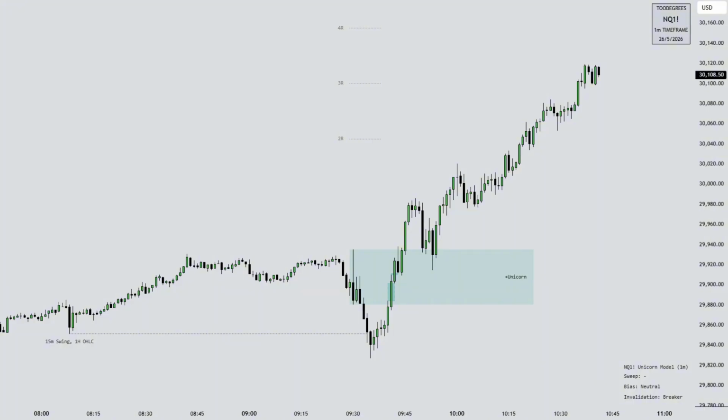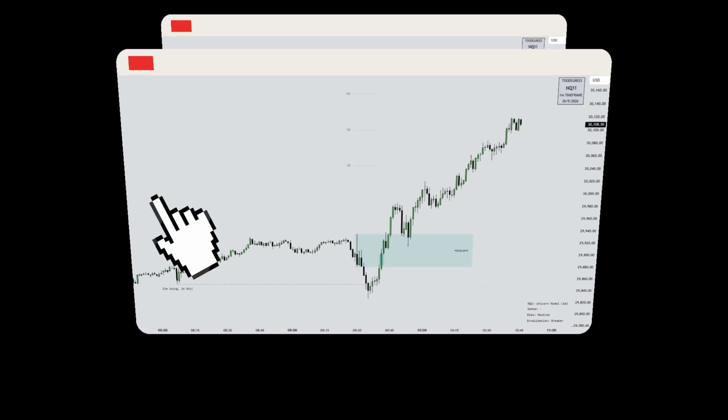One important thing traders can take away from this example is that the best unicorn setups usually occur after an emotional move. The sweep creates an imbalance, weak positioning gets cleared out, displacement confirms intent, and the retracement into the unicorn zone provides the structured re-entry opportunity. This is exactly the type of sequence the model is designed to isolate automatically.